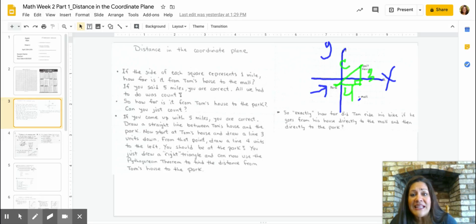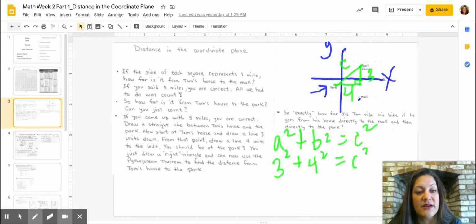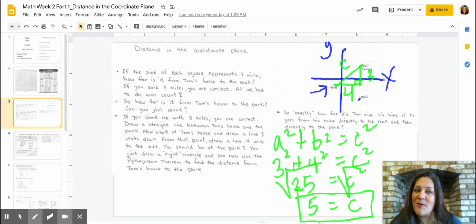Okay, so now we use Pythagorean theorem to find the distance from Tom's house. A squared plus B squared equals C squared. So 3 squared plus 4 squared is C squared. 3 squared is 9. 4 squared is 16. That equals 25. Square root of both sides. So it is 5 equals C. So 5 miles from Tom's house to the park.